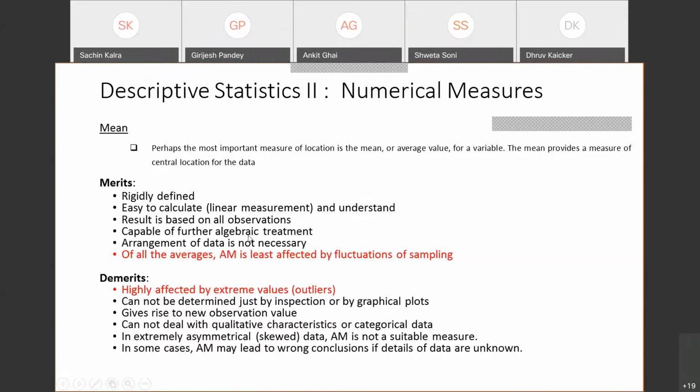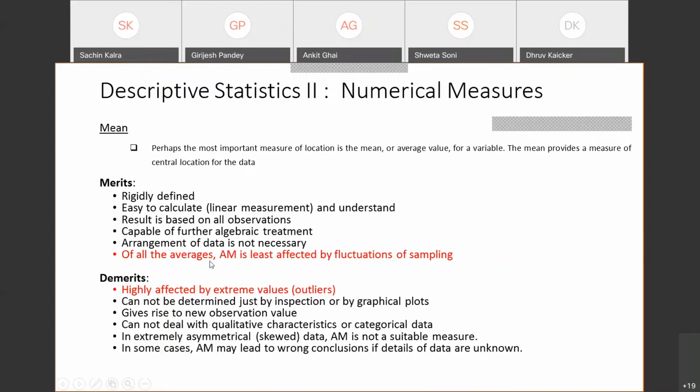Definitely, further algebraic treatment. When I say that, we can calculate a weighted average. Suppose we have 12 months of data, we can calculate the average month-wise like that. And arrangement of data is not necessary. Why would it be? Because it's a simple summation of all the observations. So order is not very much necessary.